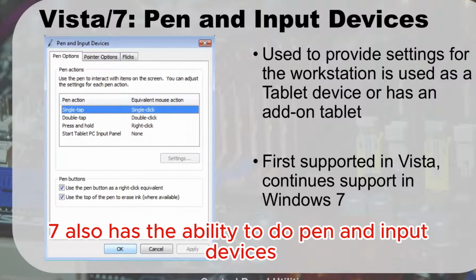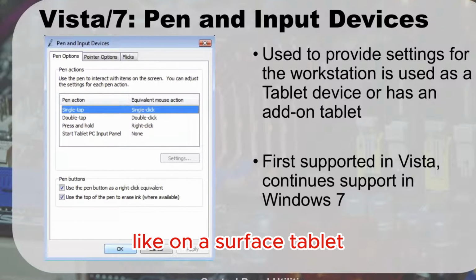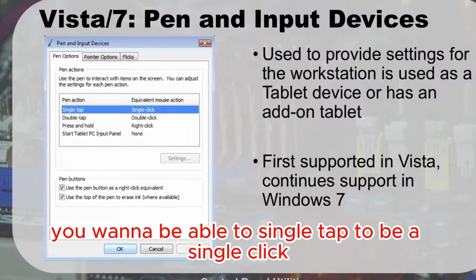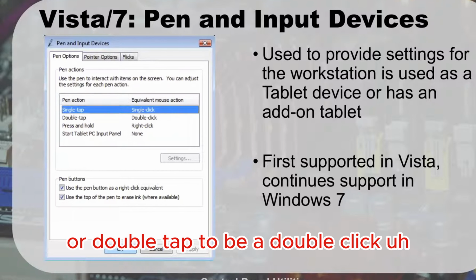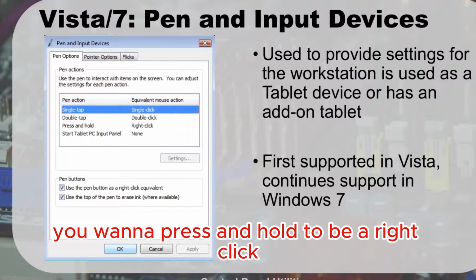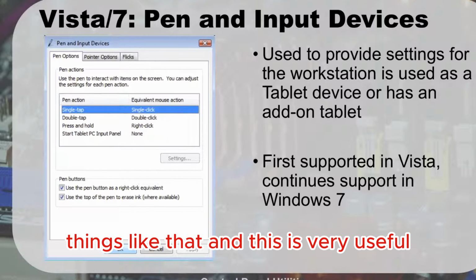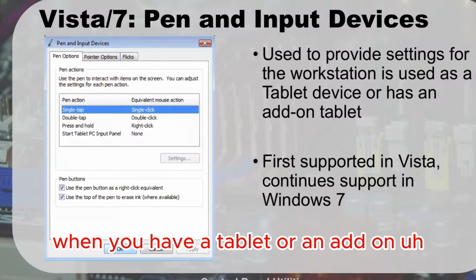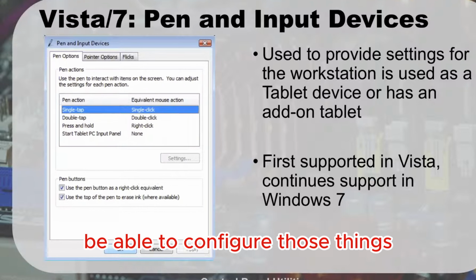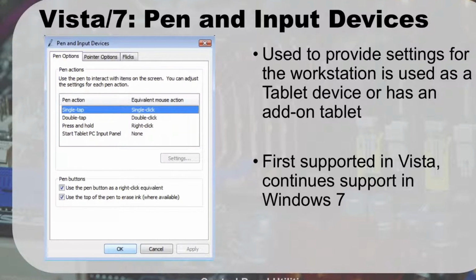Vista and 7 also have the ability to do pen and input devices. So if you're writing with a pen, like on a Surface tablet, you want to be able to single tap to be a single click, or double tap to be a double click. Do you want to press and hold to be a right click? Things like that. And this is very useful when you have a tablet or an add-on handwriting tablet device, being able to configure those things.